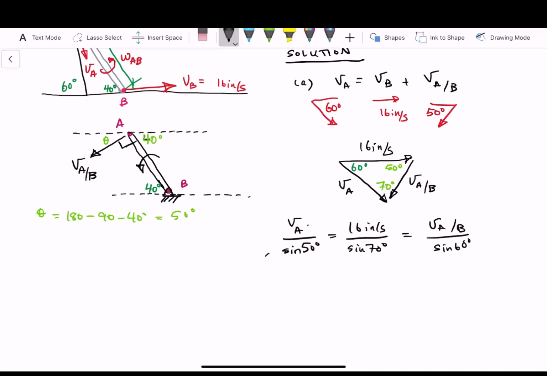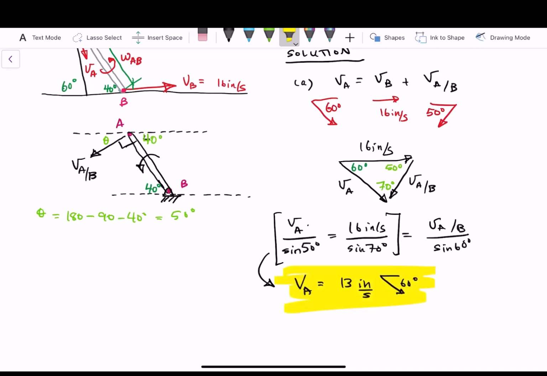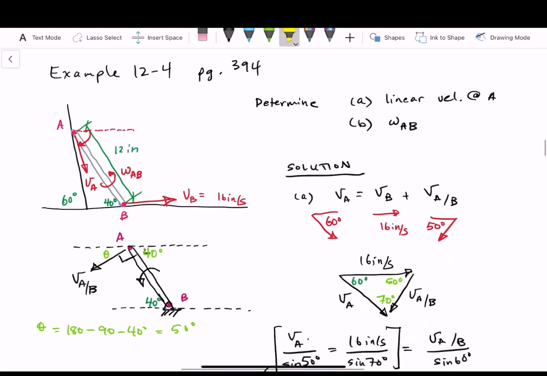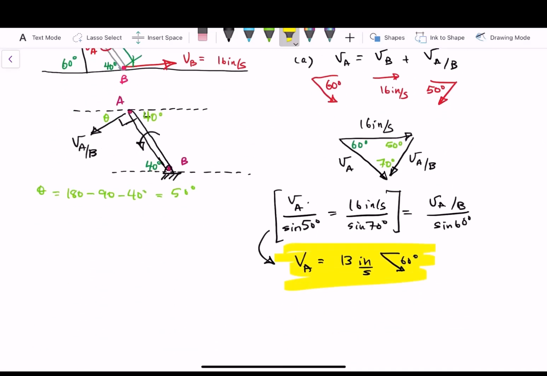So now from there, what we can do is we take this first part here, we can solve for VA. So VA is equal to 13 inches per second, and we know that it is going at an angle of 60 degrees. And that is one of the parts that we need to solve for. So VA is equal to 13 inches per second at 60 degrees. Next, it says it wants to know what the angular velocity is of the entire assembly. So of the linkage, what's the angular velocity?